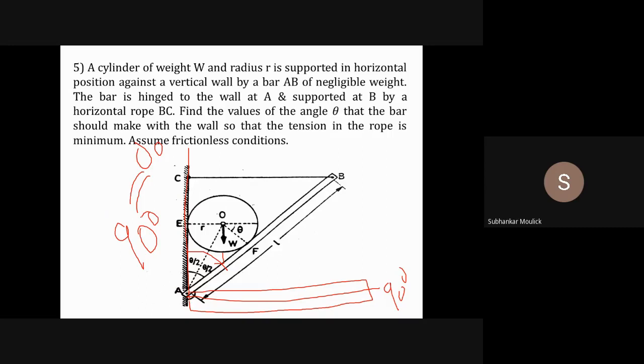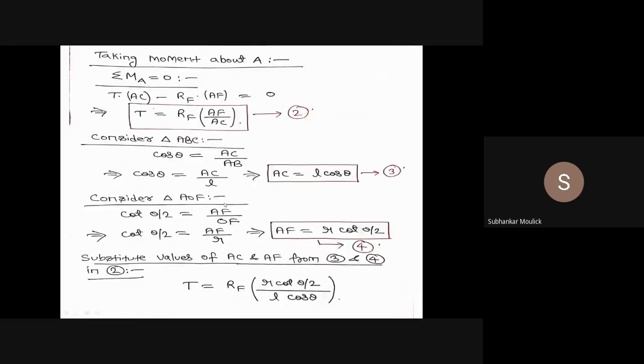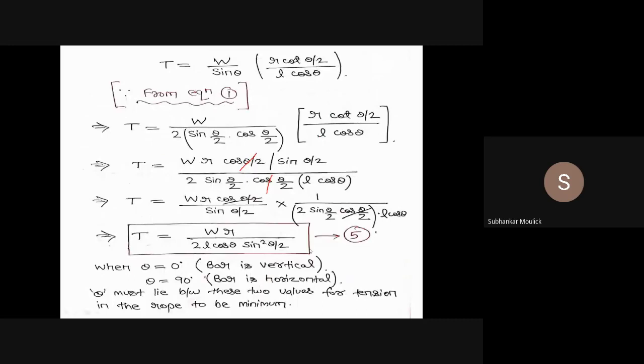In order to find that minimum tension, if you see this expression, equation number 5 is a function of theta. So if I differentiate equation number 5 with respect to theta and equate it to 0, I will get one value of theta, and that value of theta will correspond to the minimum tension. Is it clear?